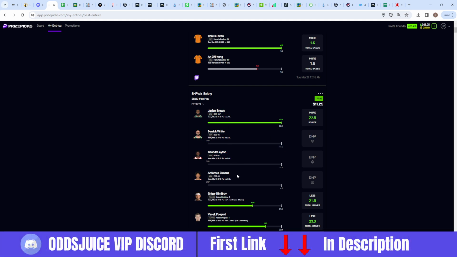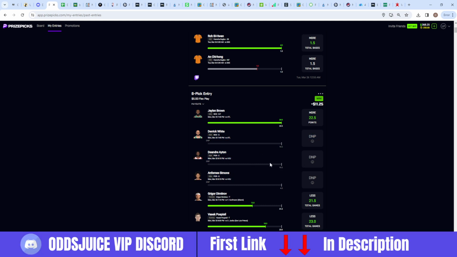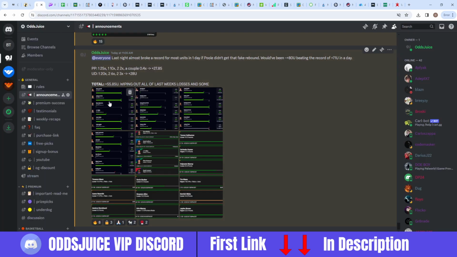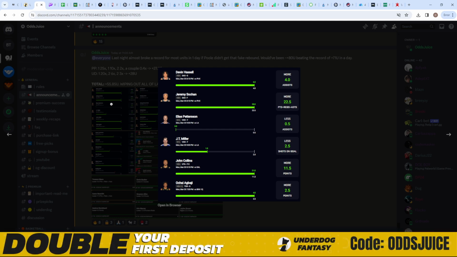Derek White, Aiton, and Simons all DNP'd, but we still went 3 for 3 on Jaylen Brown and the 2 tennis picks. It would have been nice to see how it was going to play out if these guys played, but that's still a 2.25x. So 3-0 on that slip there, but when you get into the Discord, it gets crazy. We got this 25x here, mix of NHL, mix of NBA right there.